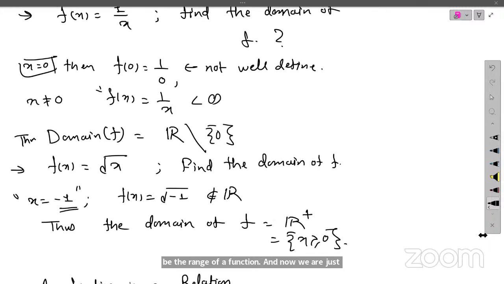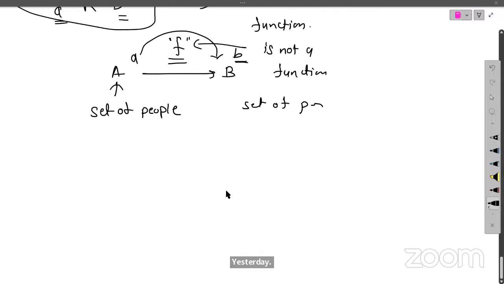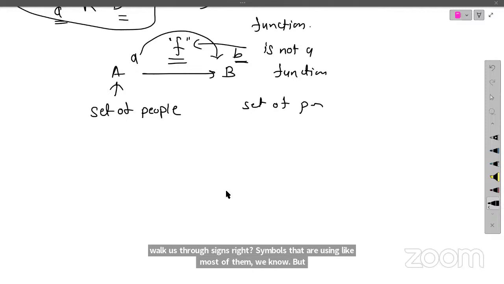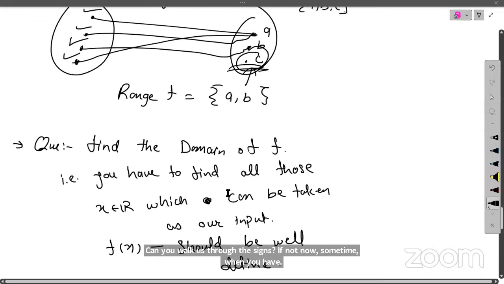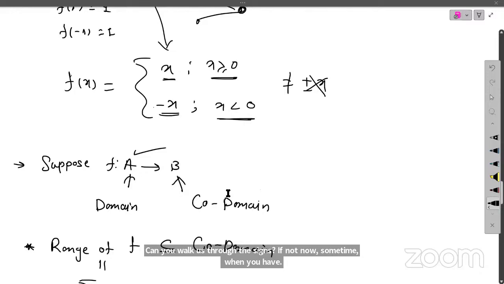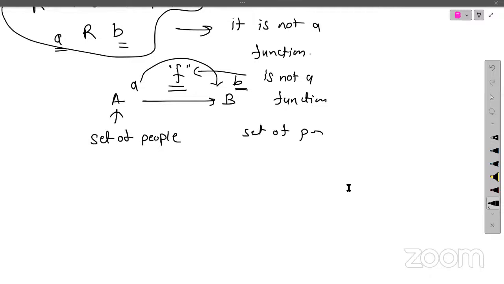Okay. Yes, Uday. Am I audible? Yeah. Just a basic question. Can you walk us through the important signs, the symbols that are used? Most of them we know, but can you walk us through them, if not now, then sometime when you have time? Yeah, sure. Whenever I write, I'm very habitual to write the signs. I'll let you know from time to time. Okay. All right.